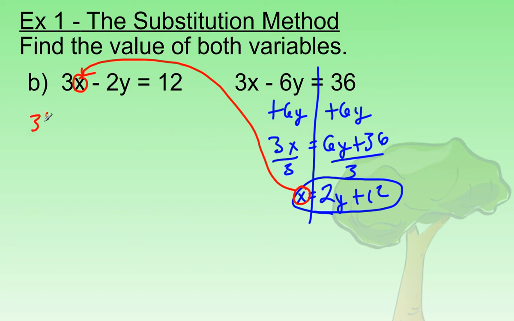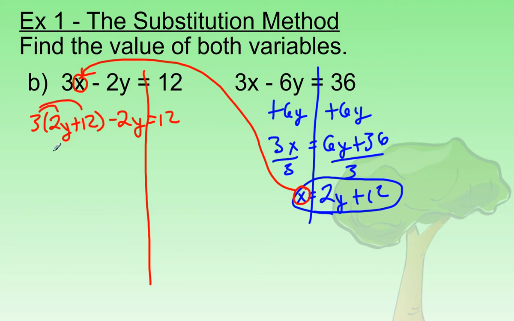So 3 times (2y plus 12) minus 2y equals 12. I have one variable. I have just y's over here. I don't have any more x's. So when I solve that equation, that's going to tell me the value for y. And then we'll use that value for y to find the value for x. So let's get to it. We're going to solve this thing. We're going to get the y by itself.